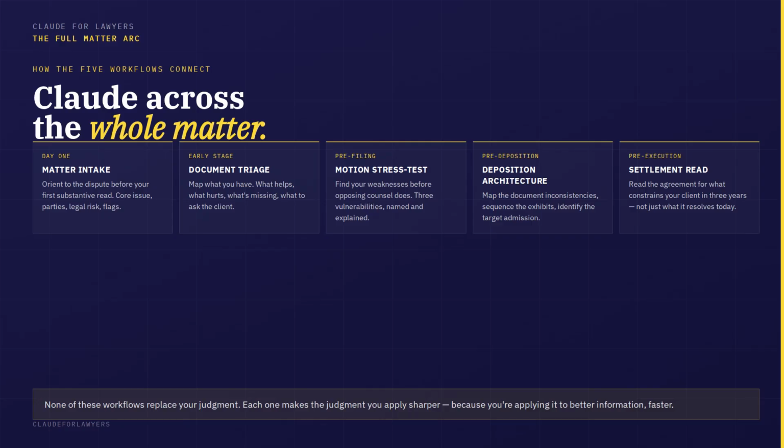Deposition architecture before the deposition. Map the inconsistencies, sequence the exhibits, identify the target admission. And the settlement read before execution. Read the agreement for what constrains your client in 3 years, not just what it resolves today. None of these workflows replace your judgment. Each one makes the judgment you apply sharper because you're applying it to better information faster.